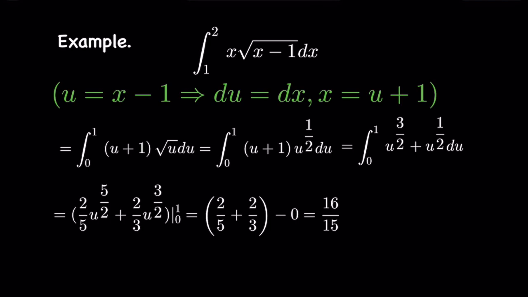It has to be evaluated between the lower and upper bound. That means that substitute u by 1, substitute u by 0, and subtract. If you substitute u by 1, you will get this. If you substitute u by 0, everything will be 0. And if you just simplify this, it's going to be 16/15. So this definite integral is 16 divided by 15.